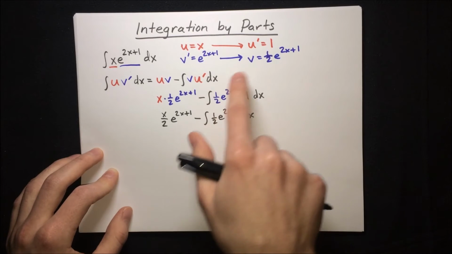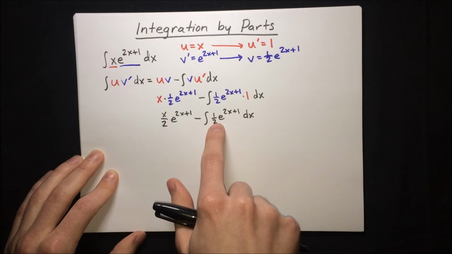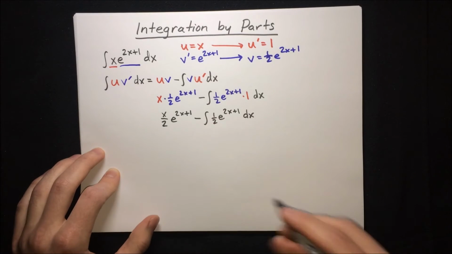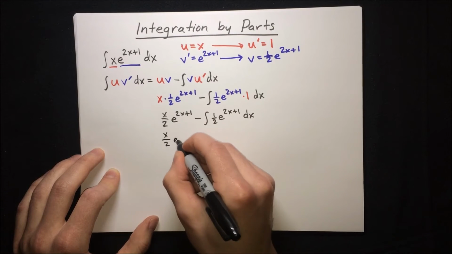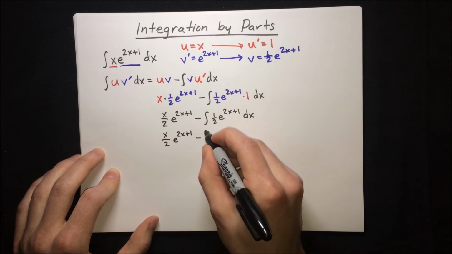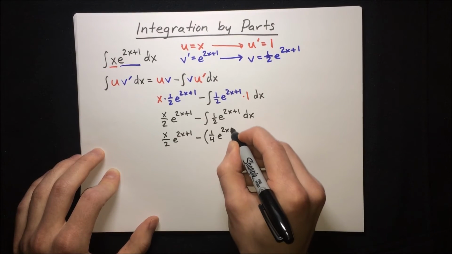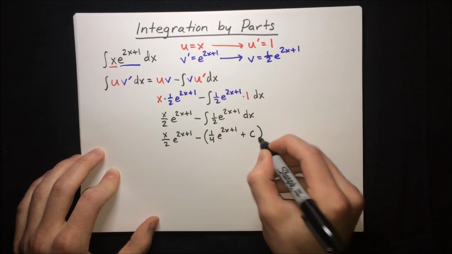And there we go. Using integration by parts, we eliminated this x term, and now this integral is something that we know how to solve. So let's go ahead and solve it in the next step. So x over 2 e to the 2x plus 1 minus, this integral is a fourth e to the 2x plus 1, and then plus our constant of integration.